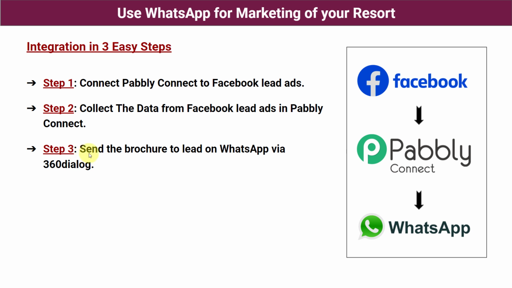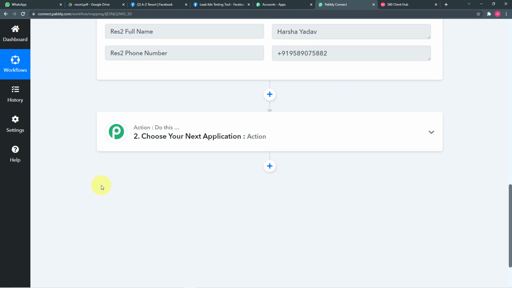So our next step is to send the brochure to the lead on WhatsApp via 360 Dialog. Okay, so we have captured the data of a new lead here in Pabbly Connect. Now to that same lead, we are going to send the brochure on her WhatsApp account, right? And to do this, we are going to use this 360 Dialog application. So now I will tell you what 360 Dialog is and how we are going to use it.